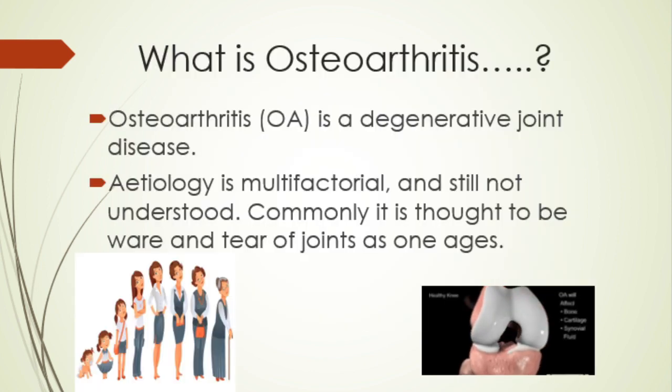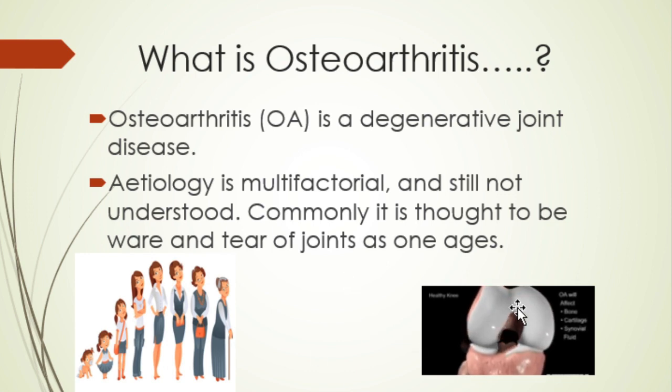First of all, what is osteoarthritis? Osteoarthritis is a degenerative joint disease. The etiology of it is multifactorial and still not understood. That means multiple factors result in osteoarthritis. Commonly, it is thought to be wear and tear of a joint as one ages. Due to increase in age, there is wear and tear of the joint, and that is thought to be the reason for osteoarthritis.